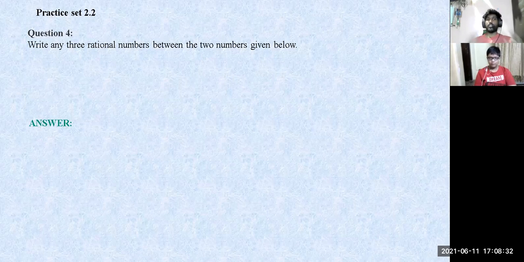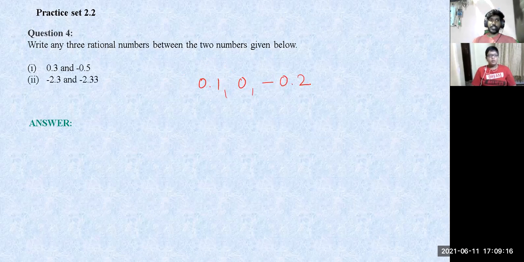Yes, sir. Okay. So now in this, they have told us to find three rational numbers. So think about the definition. Rationals can be written in the form of P by Q. Irrationals cannot be written in the form of P by Q. Okay. So first one is 0.3 and minus 0.5. Can you tell me any three rational numbers between these two? 0.1, 0 and minus 0.2. Correct.